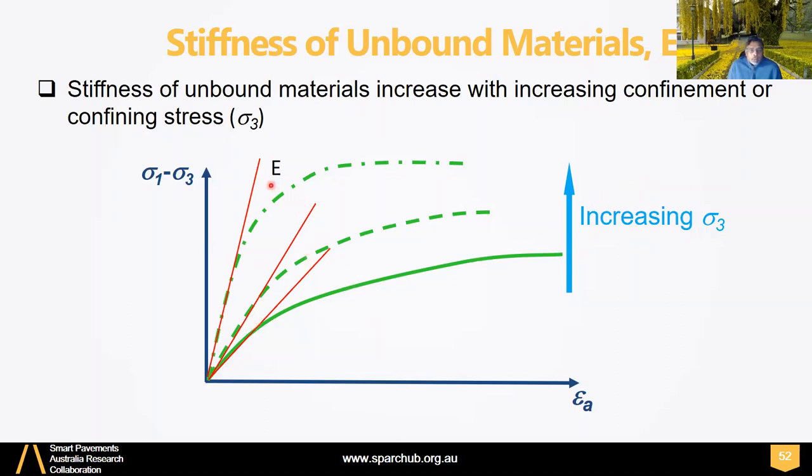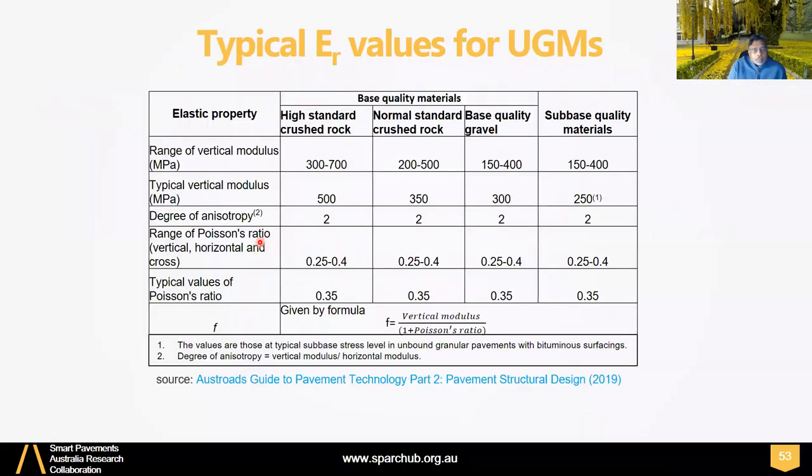So confinement has an effect on the stiffness, so that needs to be considered. This is considered in the Australian Pavement Design Guide. There's a technique called sublayering in CIRCLY, if you like, and that takes into account this increasing effect of confining pressure on the modulus.